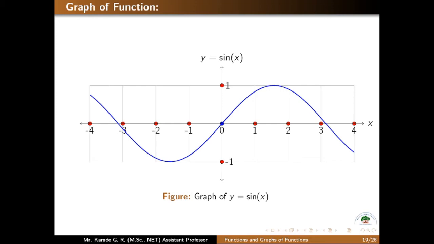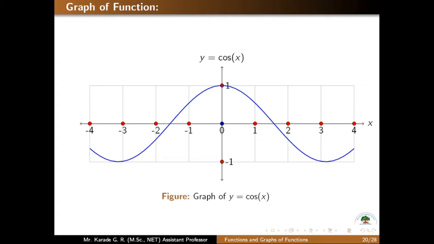Now we see the next function, the cos function. The graph of the cos function also looks like a wave. As we have seen, the amplitude of the graph of the cos function is the amount by which it varies above and below the x-axis, and the period of the cos function is the length of the shortest interval on the x-axis over which the graph repeats. In this case, the amplitude is 1 and the period is also 2 pi.